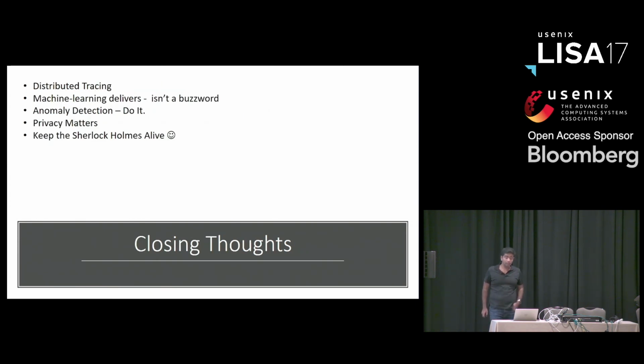Some closing thoughts. First, distributed tracing, no-brainer. Absolutely. It is a difficult thing to implement. Like David said, demolition.